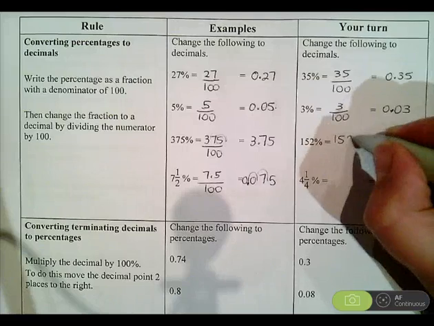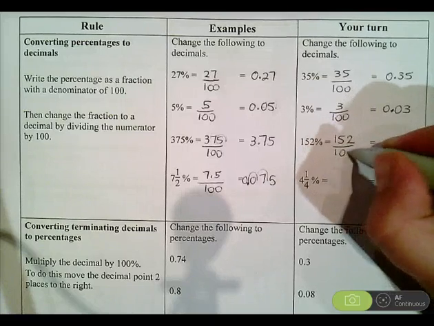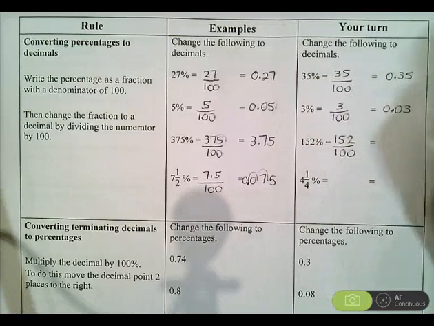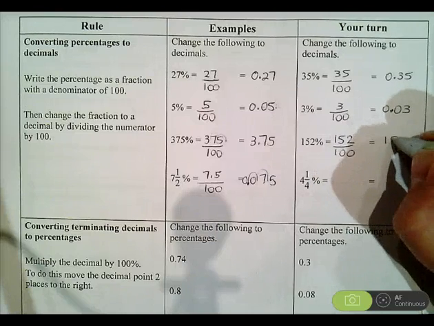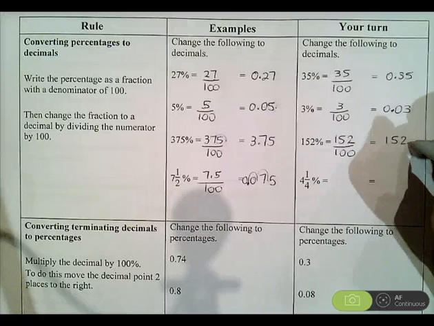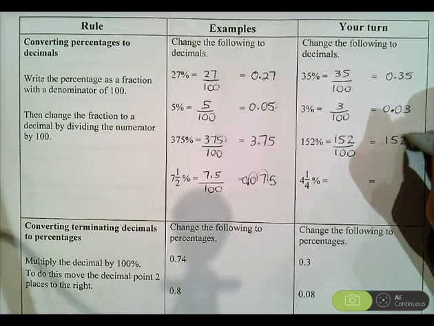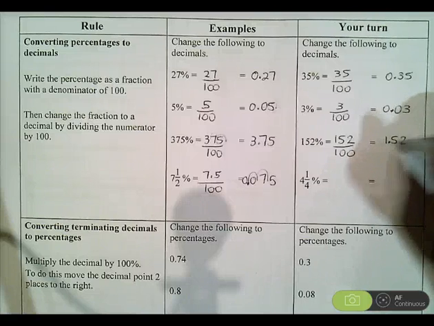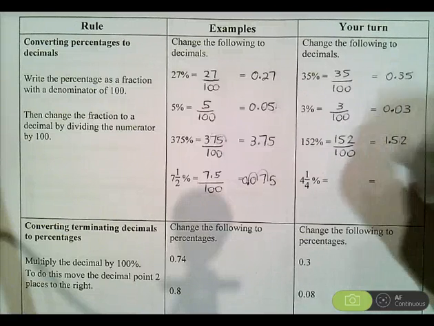Now in the next question, I've got 152%, which means 152 over 100. Now at the moment, the decimal for 152, it's a whole number, and the decimal point's on the end. If you want to divide it by 100, you go back 1, 2. So your answer is 1.52.